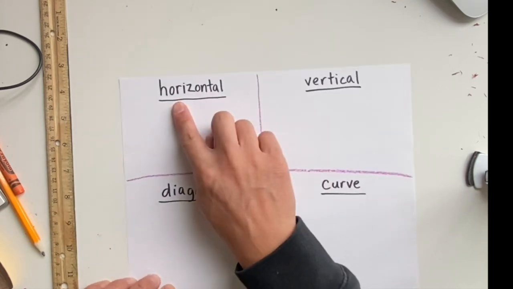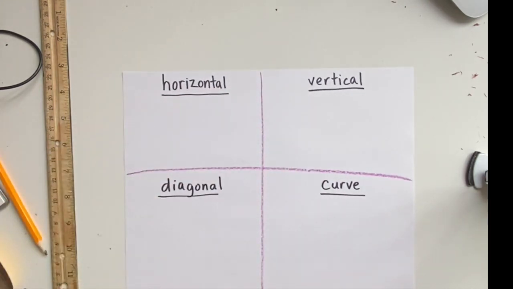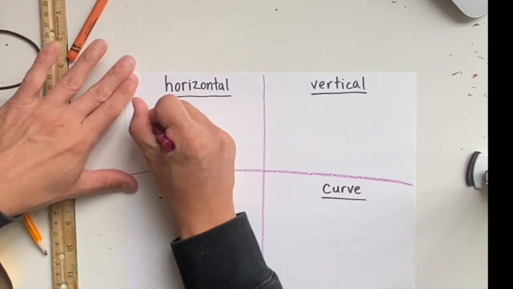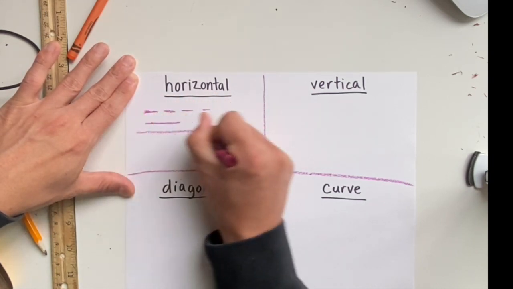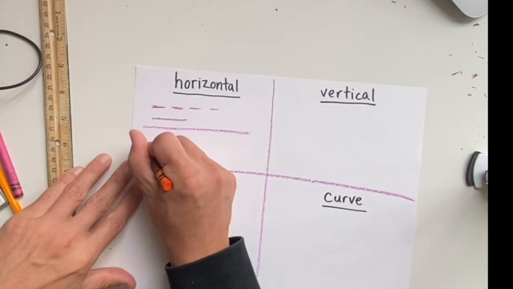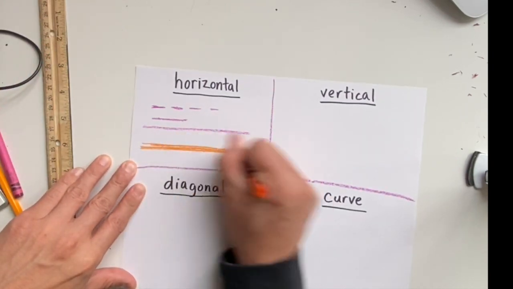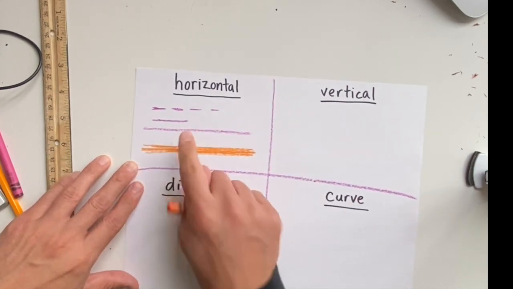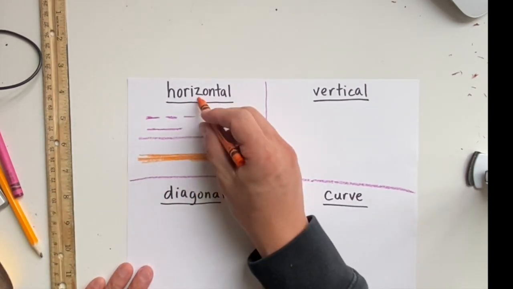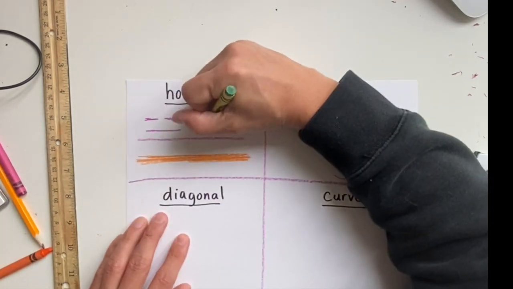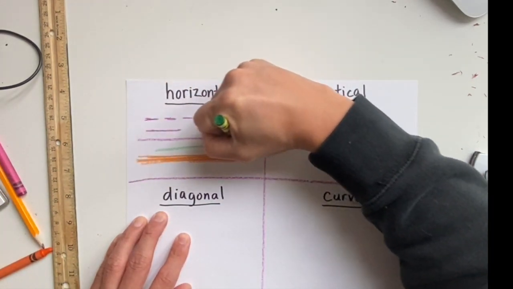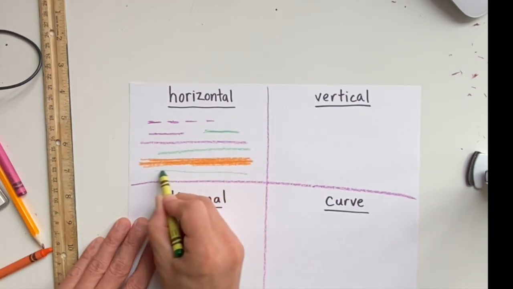So inside this box right here for horizontal, I'm going to draw horizontal lines. Horizontal lines are lines that go left and right or sideways. They can be short lines, they can be medium length, they can be long, they can be thick or thin. But horizontal lines are lines that go left and right or sideways. You can use whatever colors you want to draw your lines in this box. So I'm just gonna fill it in with some more horizontal lines, lines that go left and right.